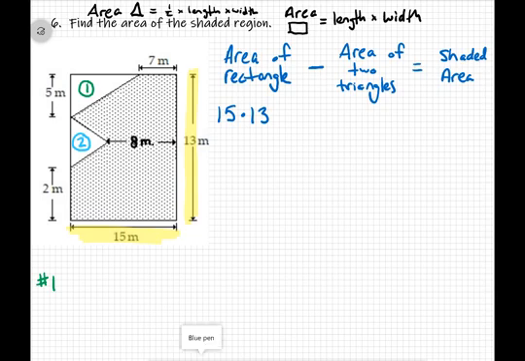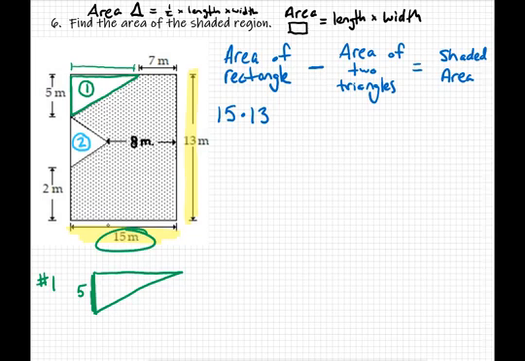So let's look at triangle number 1. There's a green one right here. Okay, so let's bring this triangle down here. This side is labeled as 5. Okay, so this is 5. Now, what about this side up here? Well, we know the whole horizontal distance left to right is 15 meters. And we also know that this is 7 meters.